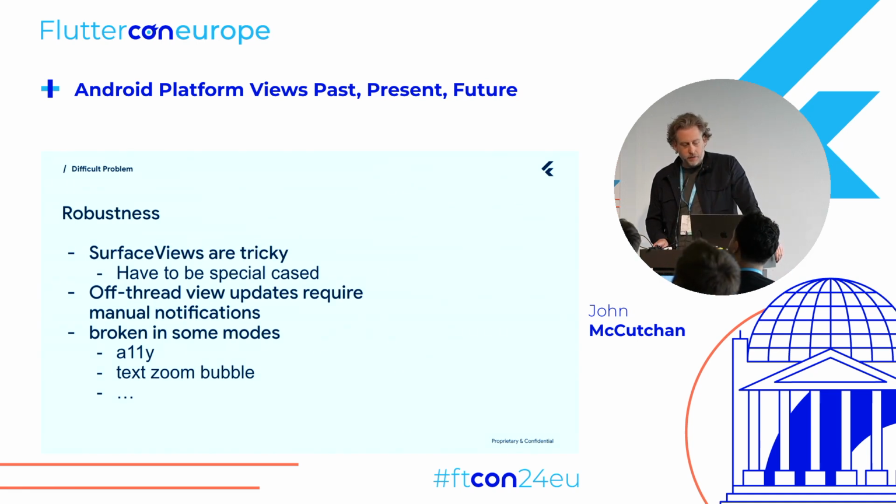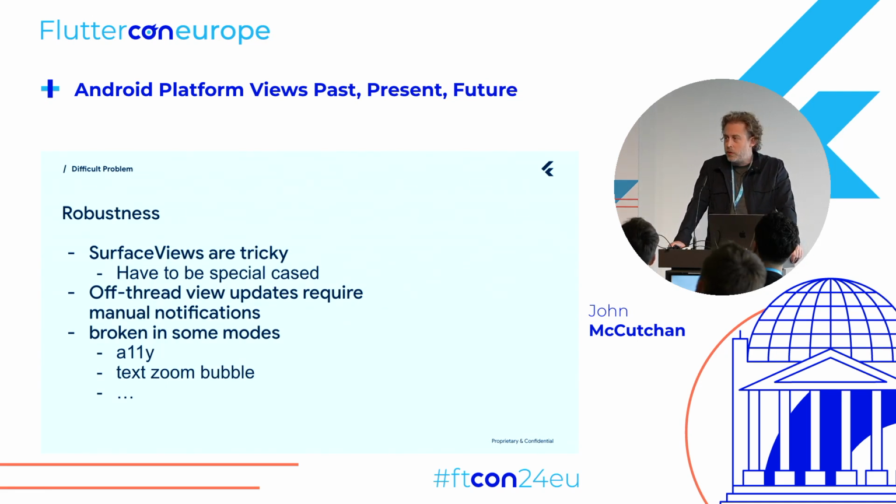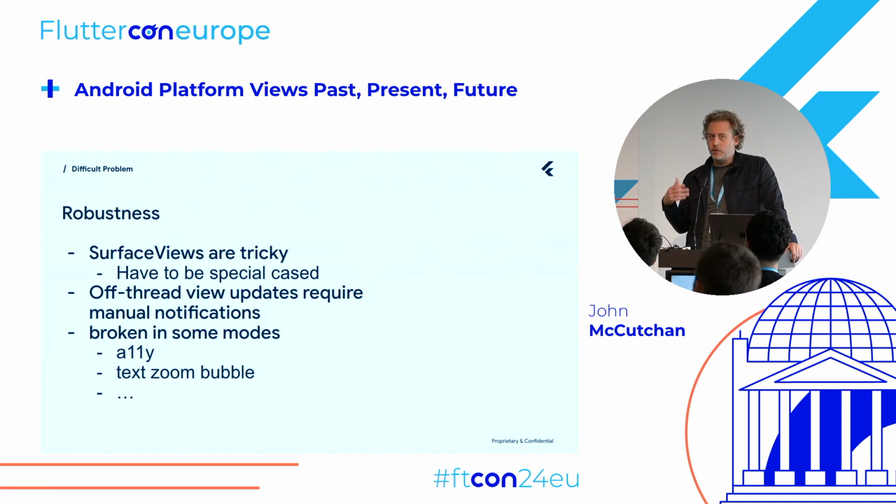Robustness. Surface views. I don't know if anyone in the room is aware of what a surface view is inside of Android, but it's a very particular view that actually just punches a hole in the screen and lets you show a texture behind it. A lot of our solutions for platform views on Android support everything except surface views, because surface views are truly special and it's something that Surface Flinger itself manages. Android is not actually painting that texture. Surface Flinger is, like your app isn't.